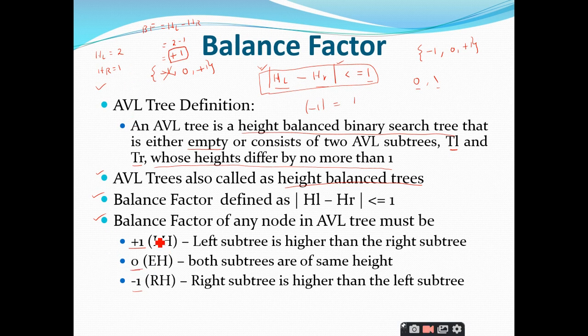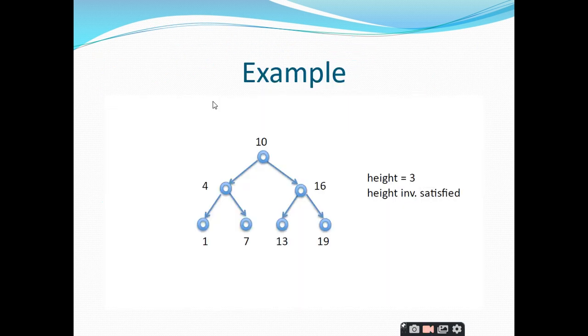And when do we get 0? Very simple, right? When the height of the left subtree is equal to the height of the right subtree, then HL minus HR becomes 2 minus 2, that is equal to 0. And similarly, you will get the -1 value when the height of the left subtree is less than the height of the right subtree. So 1 minus 2, we will get -1. Is it clear? Yes, sir. So we will discuss how we calculate this balance factor with a few examples.